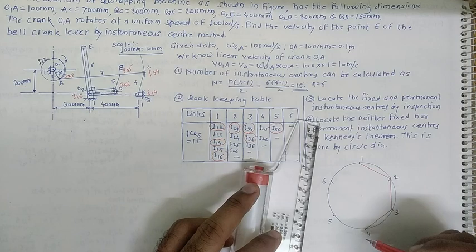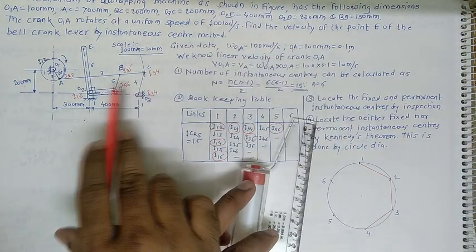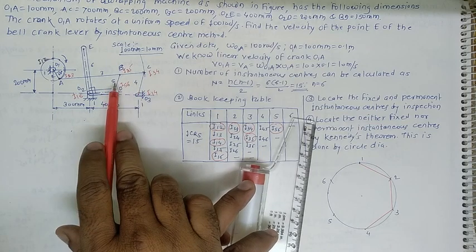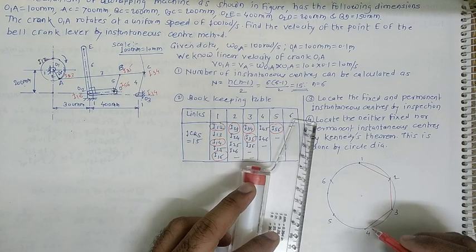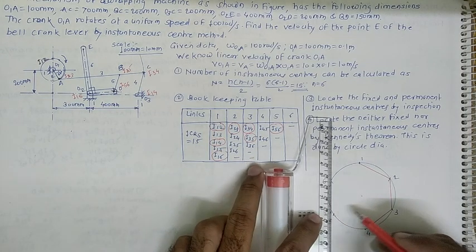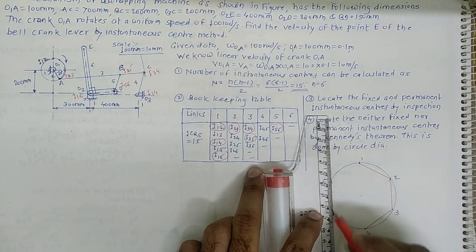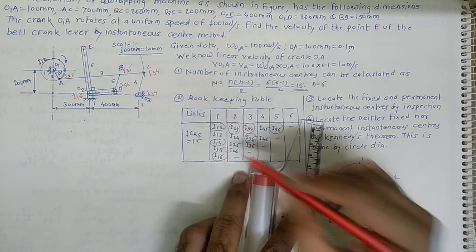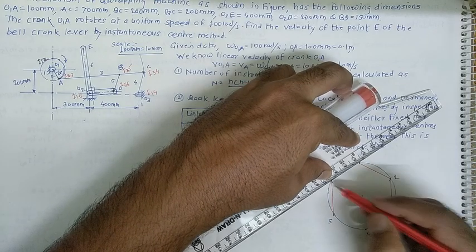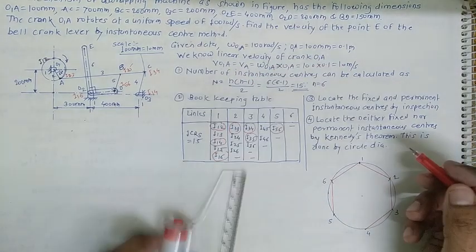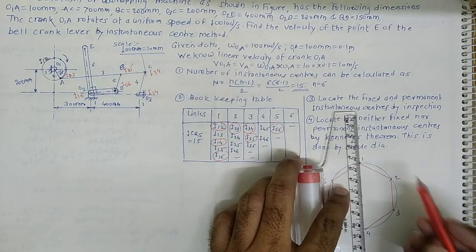Next, 4, 5. If you see, there is no direct connection between link number 4 and link number 5, so this point will not come here. Keep this blank as it is. Now next, 5, 6. Join 5, 6 with a direct line. Then 1, 6 is here. Join this 1, 6 in this way. Then 1, 4 is also with us. Join this 1, 4 with a direct line.